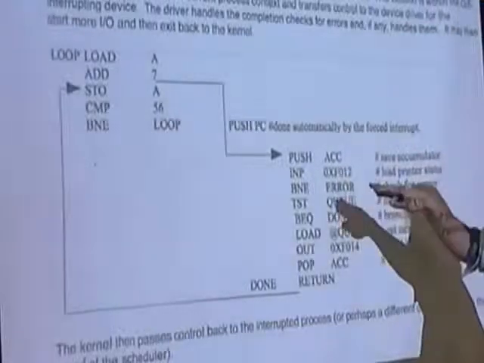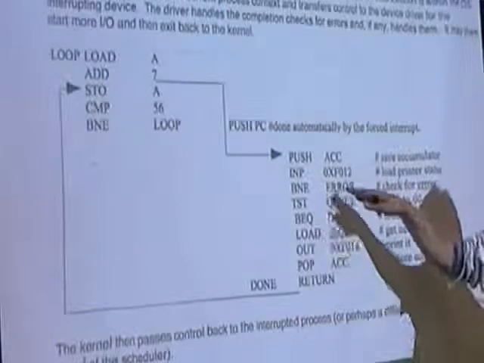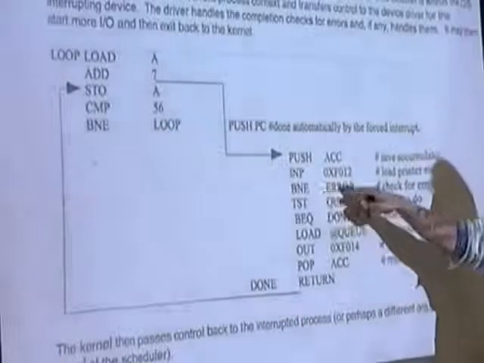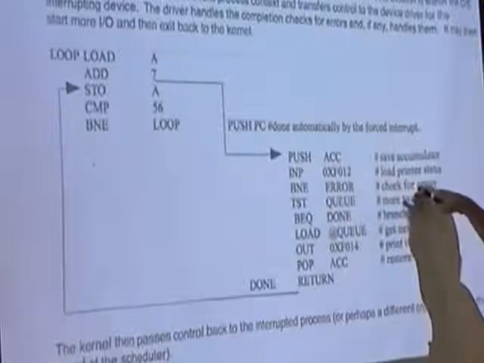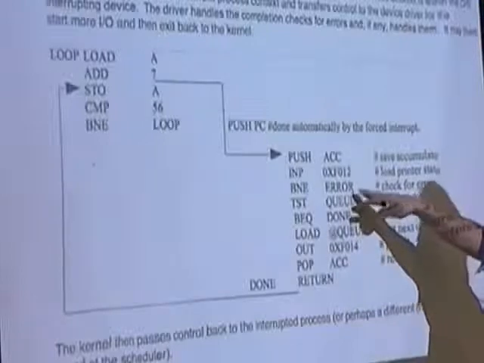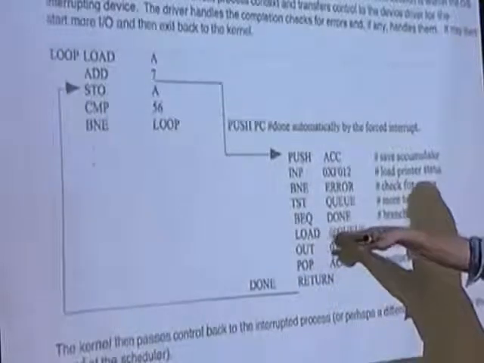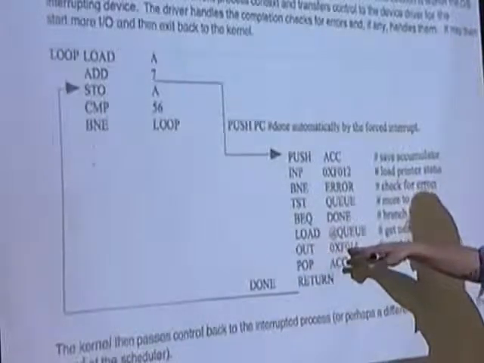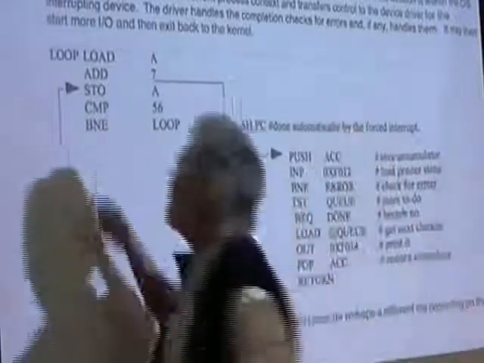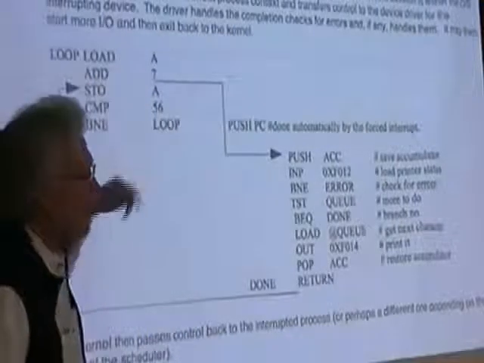Then I input from some I/O location, which I made up here. And the assumption is that's the status register for the printer. So I'm reading the status. Load the printer status. Branch not equal to error. So if there was an error, I'm going to test Q. So I'm going to see if the Q is empty. Branch equal to done. It's empty. Otherwise, load a value from the Q. Output it to the output register for the printer. Pop the accumulator and return. Carry on with a normally scheduled program. Simple as that. That's what interrupts do.